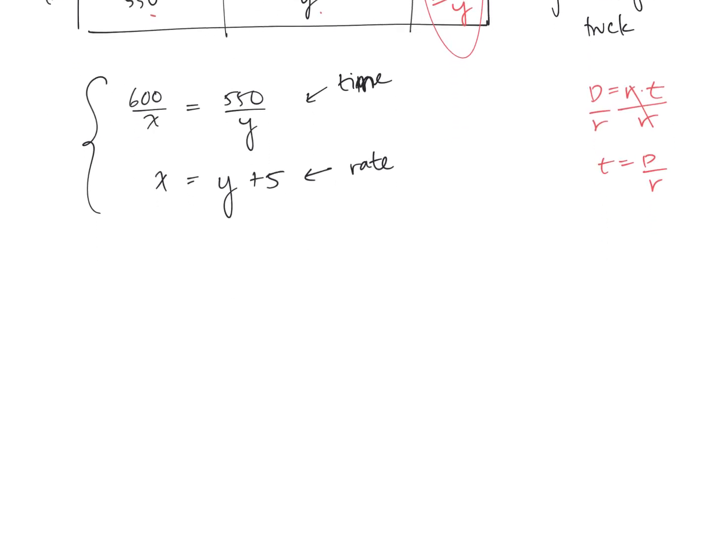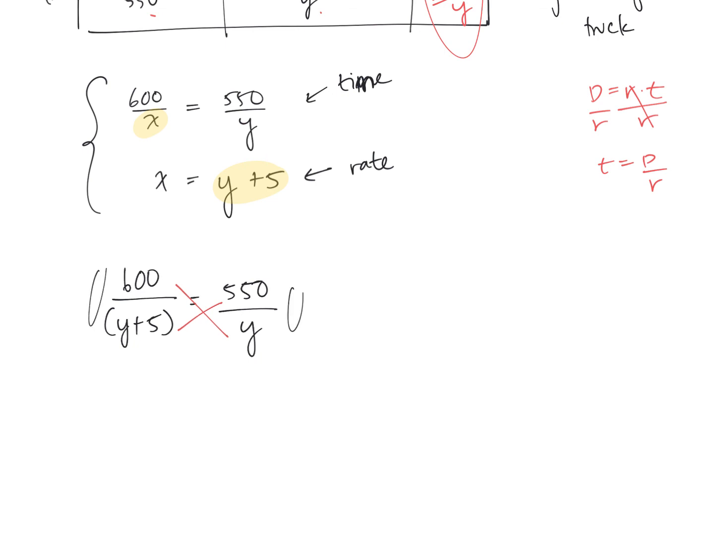I am going to use substitution because this is set up for substitution. Let's go ahead and I'll substitute x is equal to y plus 5. So 600 divided by y plus 5 equals 550 divided by y. Well, since this is an equation and I have two fractions equal to each other, I'll use the cross multiplication property. I can use this when I have two fractions equal to each other. All right, so multiplying, I have 550 times the y plus 5 equals 600 times y.